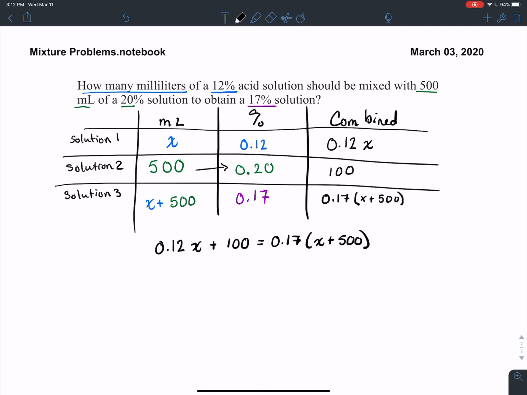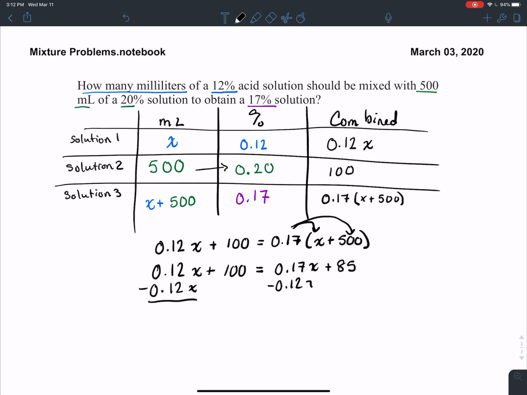Now, I just solve this equation. I'm going to distribute to get rid of my parentheses, so I'll have 0.12x plus 100 equals 0.17x plus 85. Now I have x's on both sides of the equation. I'm going to subtract the 0.12x, the smaller one, from both sides to get my x's on one side of the equation. That gives me 100 equals 0.05x plus 85.